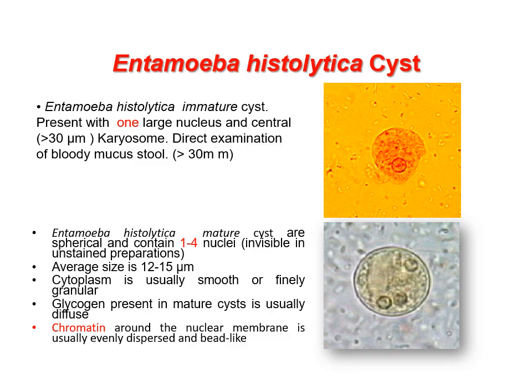You have to also remember that these 1 to 4 nuclei of mature cysts cannot be seen in unstained preparations. We should go for staining methods in order to detect those nuclei.